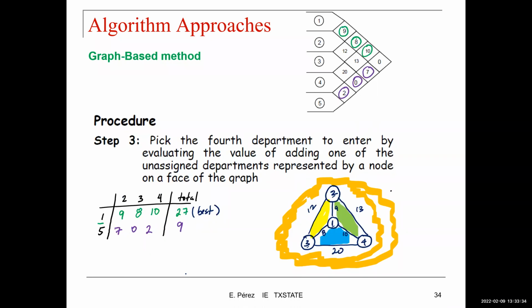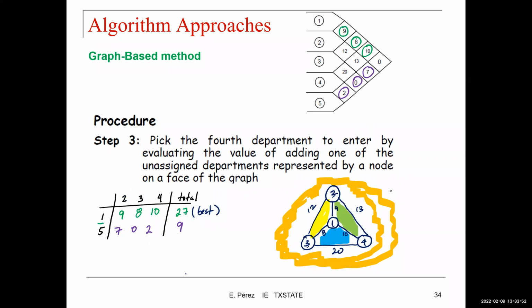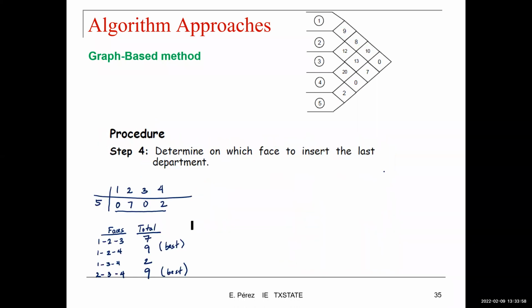You put it outside, you cannot connect it to 1, but that doesn't matter because your flow between node 5 and 1 is 0. So let's build one of the possibilities. We're going to put 5 here. That's one of the options.